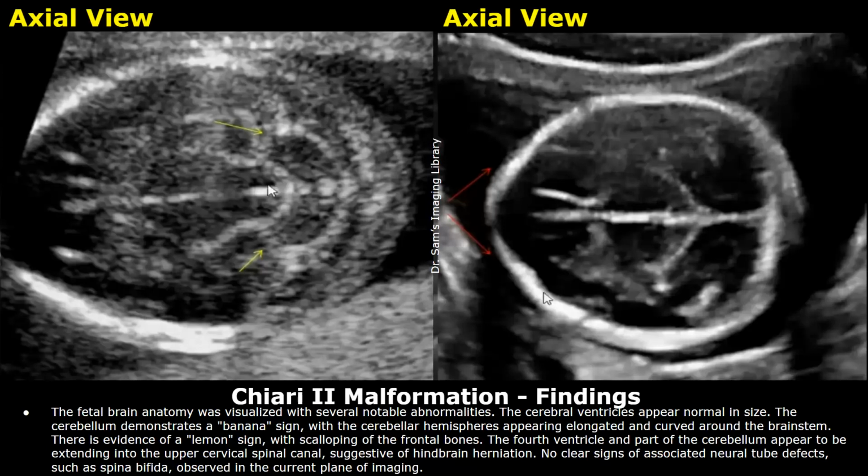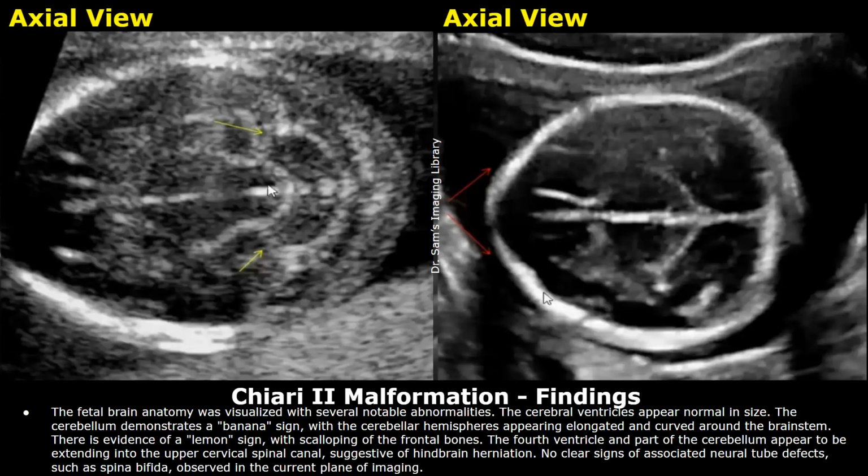The cerebellum demonstrates a banana sign, with the cerebellar hemispheres appearing elongated and curved around the brain stem. There is evidence of a lemon sign with scalloping of the frontal bones.